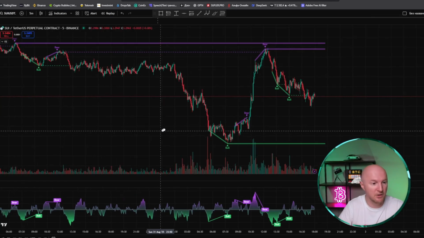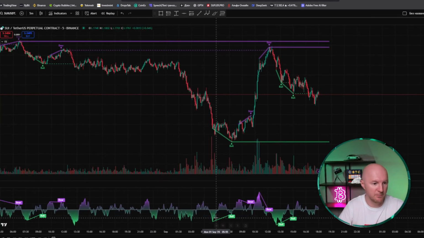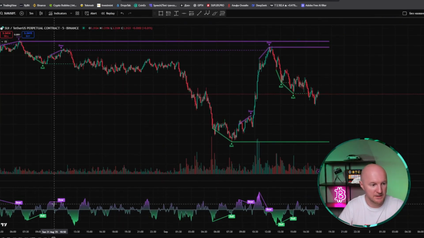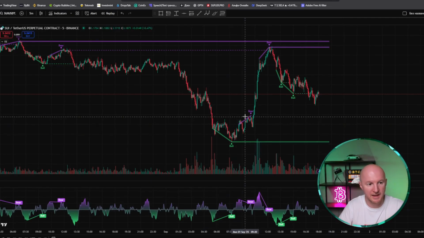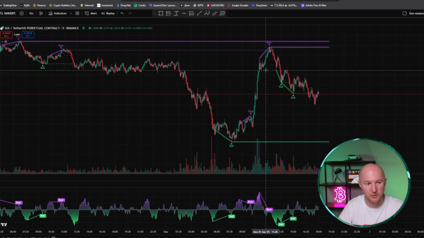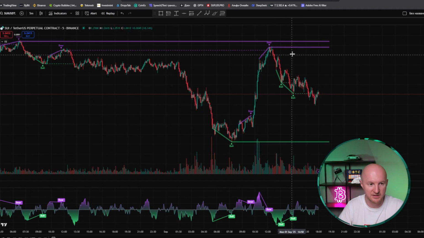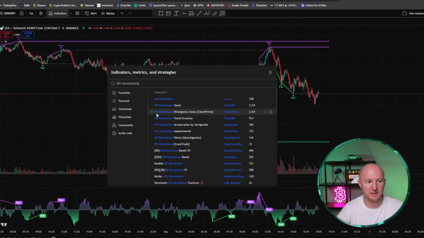This strategy is based on just two indicators from the Chart Prime team. The first indicator looks like this. It's an RSI Momentum Oscillator that draws nice-looking divergences right on the chart and, most importantly, marks the levels where these divergences occurred. Its full name is RSI Momentum Divergence Zones by Chart Prime.